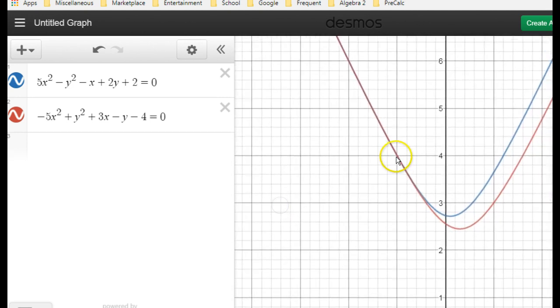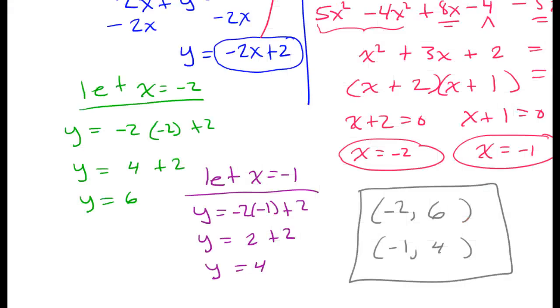But one intersection point happens right here, at the point negative 1 comma 4, and another intersection point happens right here. Now it's hard to see with the naked eye because it looks like they just fall one on top of another, but the software doesn't lie. And it does in fact match the two values that we got by hand.